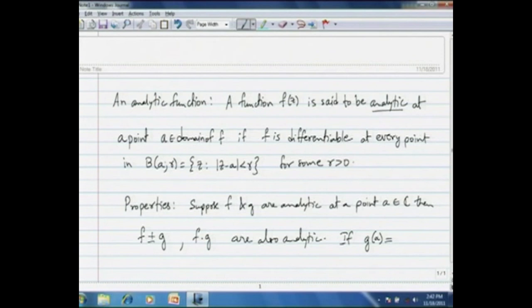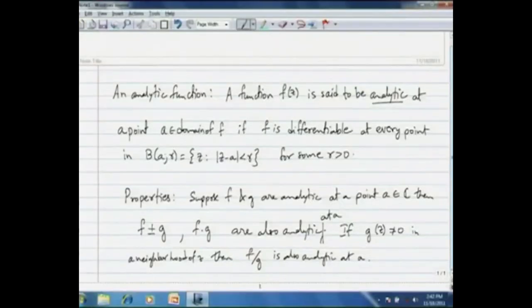If g of z is not equal to 0 in a neighborhood of A, then f by g is also analytic at A. So, these functions are analytic at A, and f by g is also analytic at A provided g of z is not equal to 0. This is useful to construct examples of analytic functions once you know some analytic functions. We can add two analytic functions and obtain a new analytic function, etcetera.